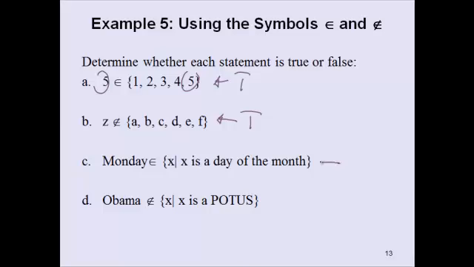Oh, well, wait. No, this isn't true. This is false, right? Because, let me draw a nice F here. This is false because Monday is a day of the week, not a month. All right? And then Obama is not in the set X such that X is a POTUS.